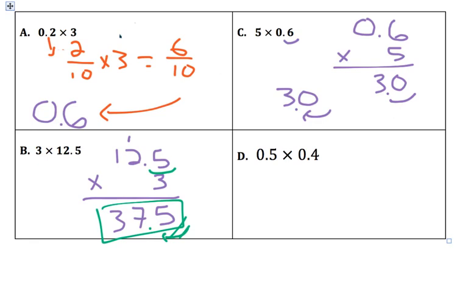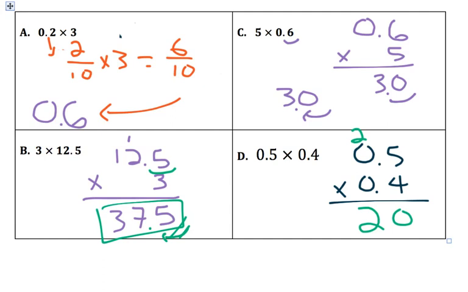For D, we have 5/10 times 4/10. When I line this up, I have 4 times 5 is 20. I guess you could write it like this if you wanted to. Then 4 times 0 is 0. Bring down the 2. Sorry for that decimal, that's a little confusing.